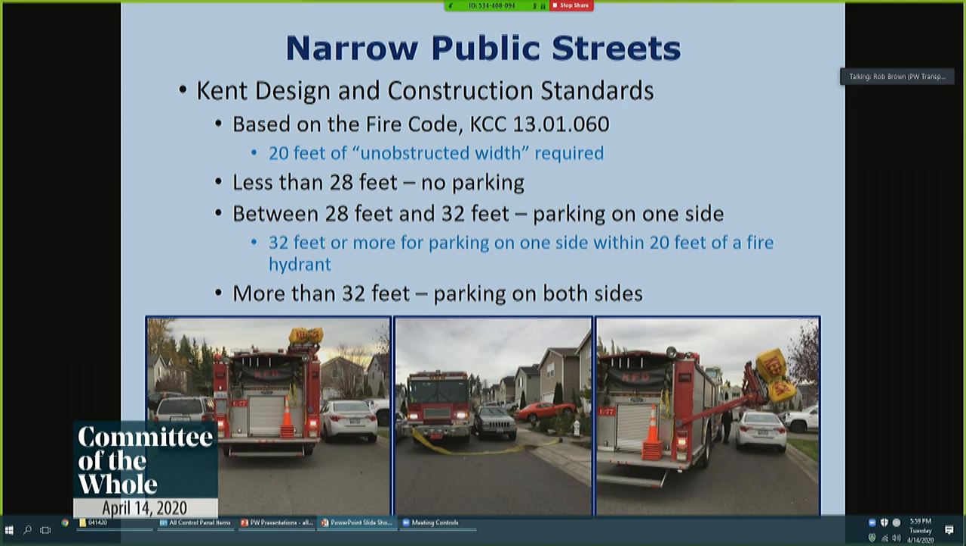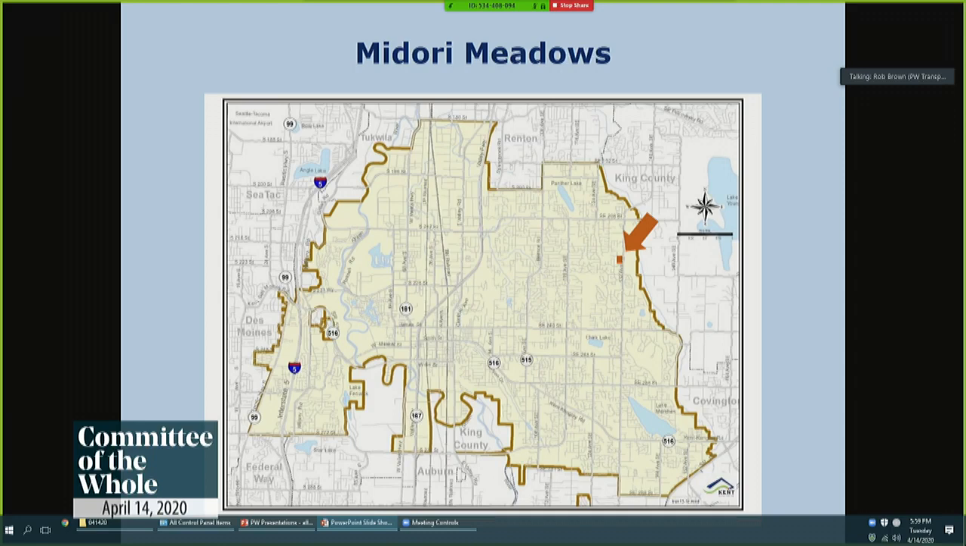The city design standards require up to 28 feet is no parking. So between 20 and 28 feet would be no parking. 28 feet to 32 feet would be parking on one side of the street, and anything more than 32 feet would be parking on both sides of the street. And again, we have the fire hydrant restrictions.